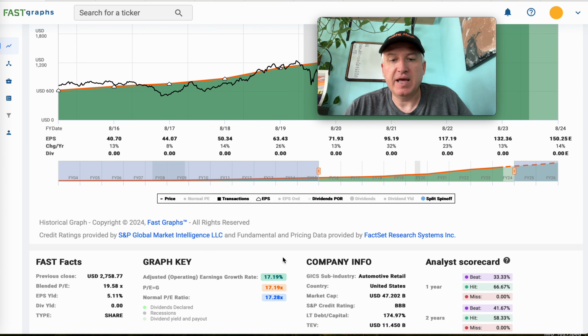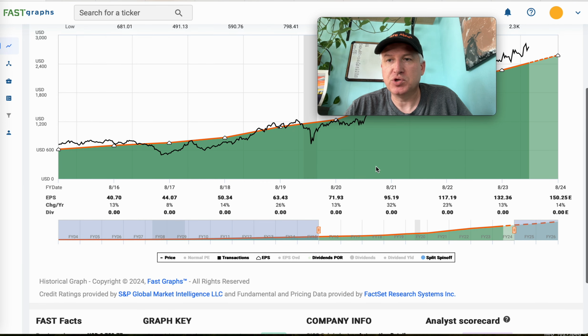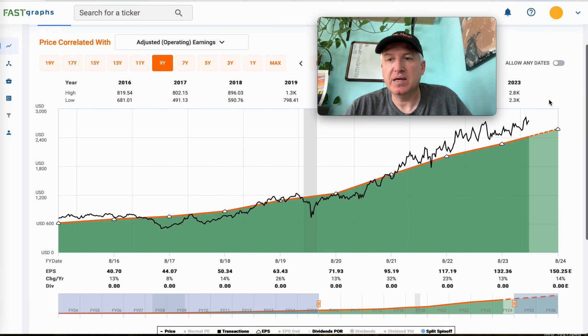So here they basically do this by measuring from this point to the point where you have the time frame set on the Fast Graph.